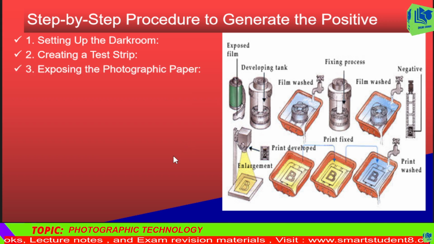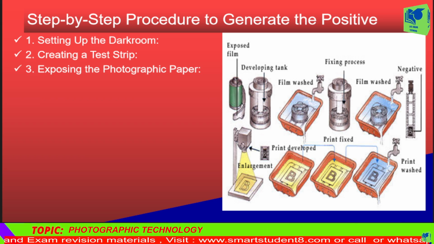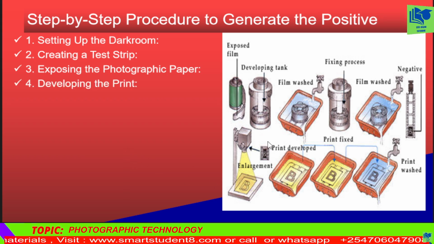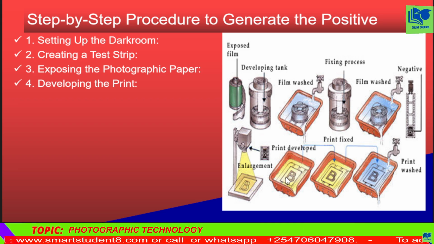3. Exposing the photographic paper. Place the negative in the enlarger and project the image onto the photographic paper. Set the determined exposure time and expose the paper. 4. Developing the print. Place the exposed paper into the developer tray, gently agitating until the image appears. This usually takes about 1 to 2 minutes.